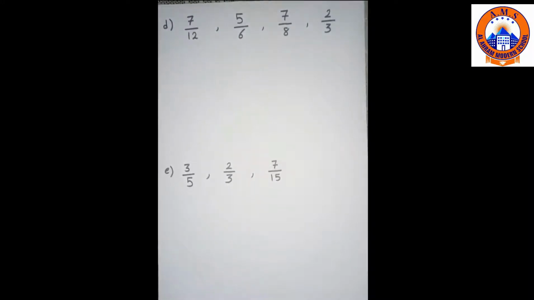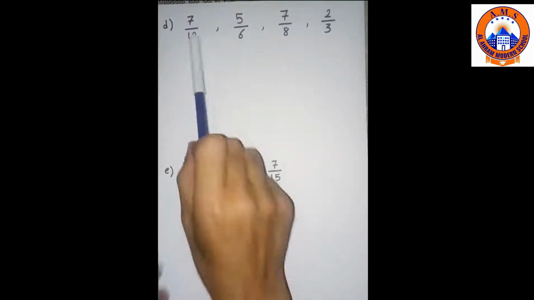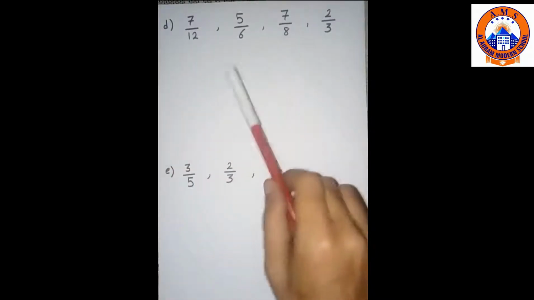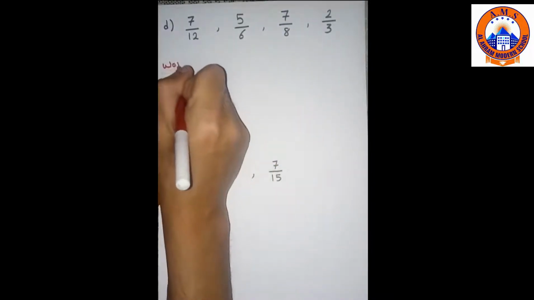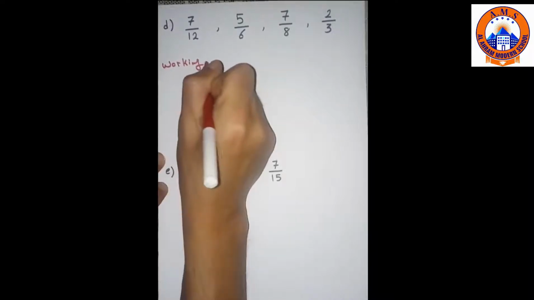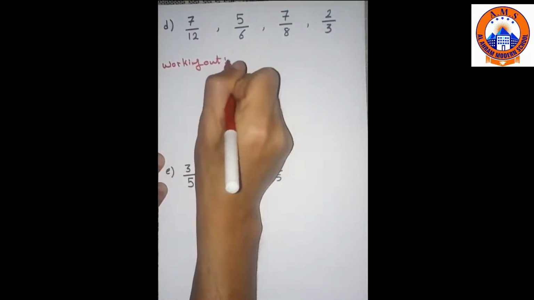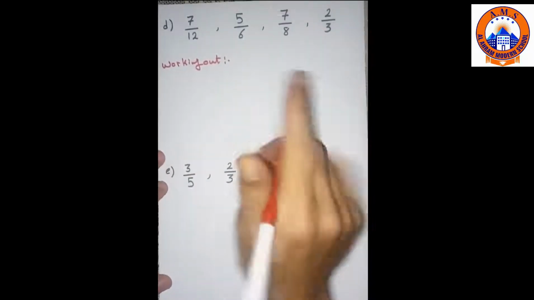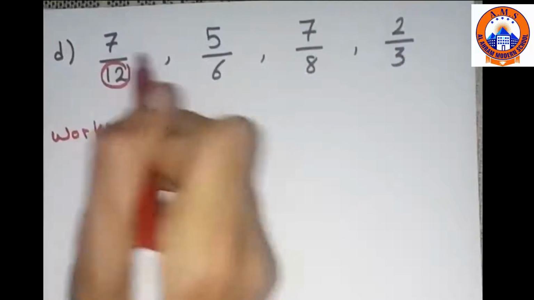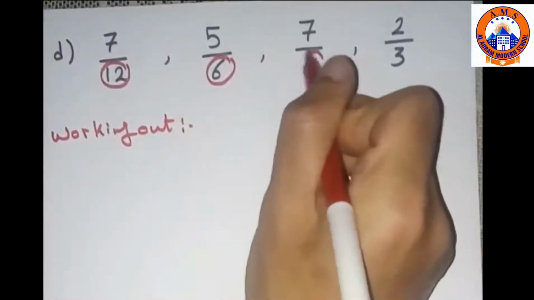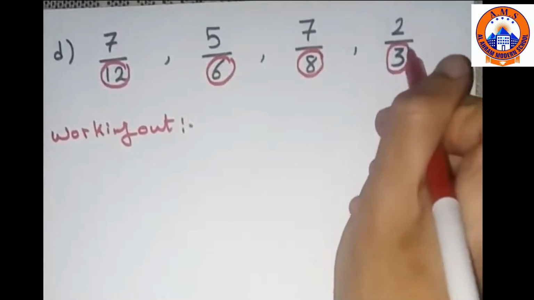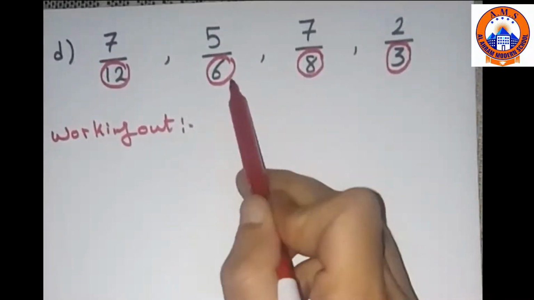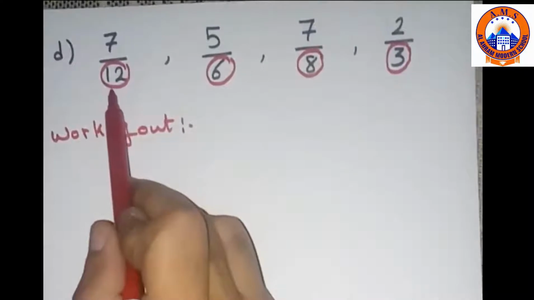Another example. Here we have some fractions, and we have noticed that all the fractions are not having the same numerator or the same denominator, so we're gonna do a working out. And the working out means here to make all the fractions having the same denominator. So let's look at the denominators.